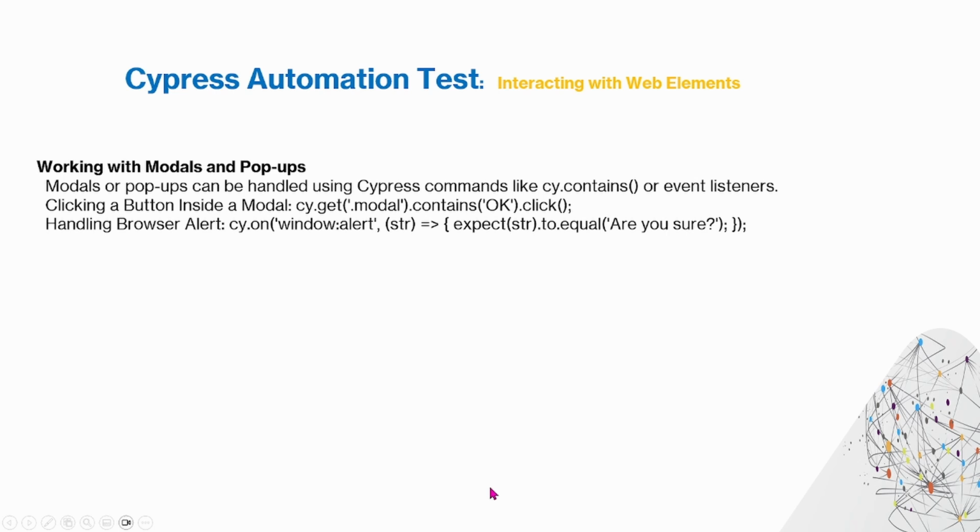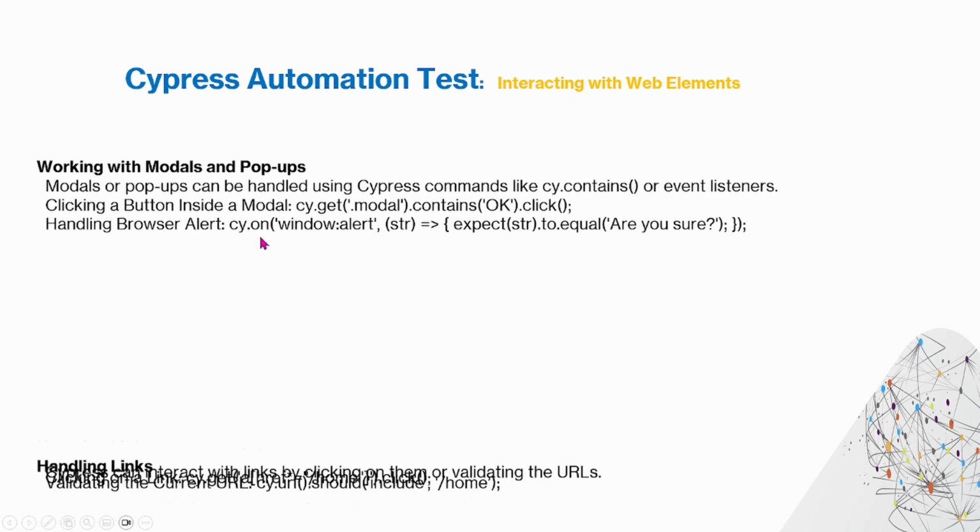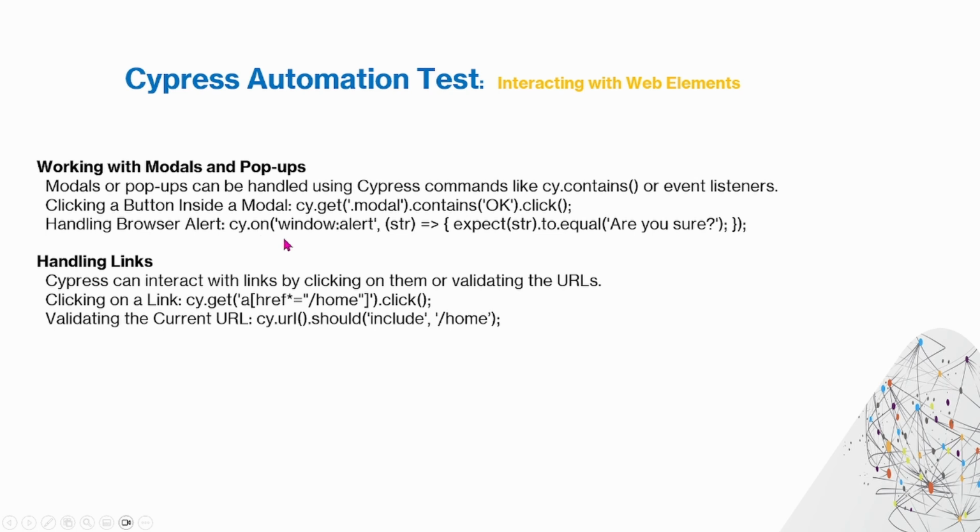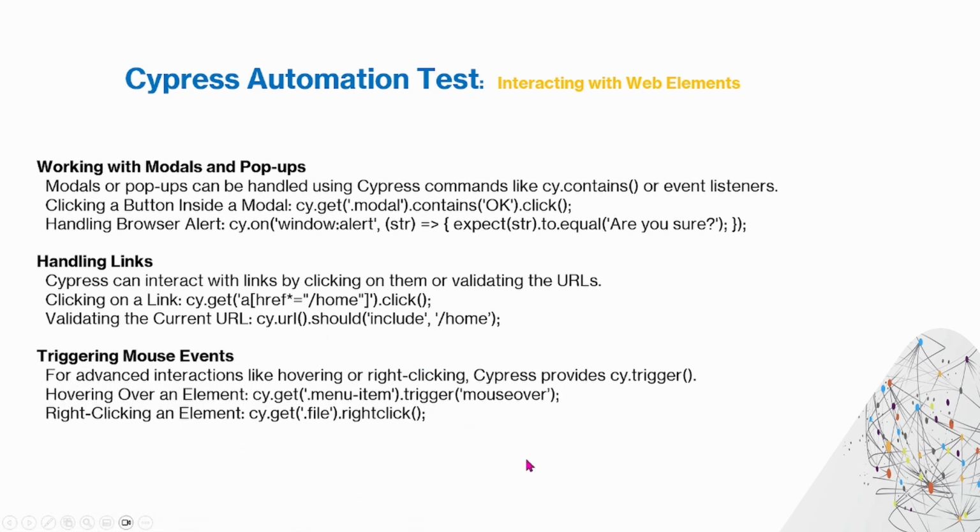Modals and pop-ups can also be handled using Cypress commands such as cy.contains or event listeners. To click a button inside a modal, you can use the click command. And for handling browser alerts, you can use this on command. Cypress can interact with links by clicking on them or validating URLs. You can use click to click on the link, and to validate the URL, you'll use should. For advanced interactions like hovering or right-clicking, Cypress provides cy.trigger. For hovering over an element, you can use trigger mouseover, and for right-clicking an element, you can use .rightclick.